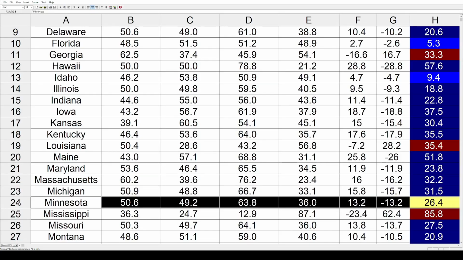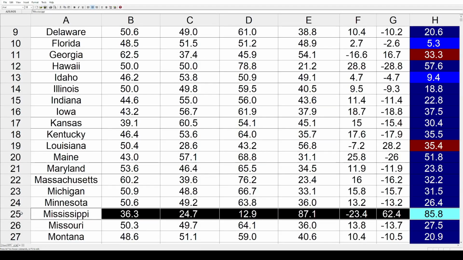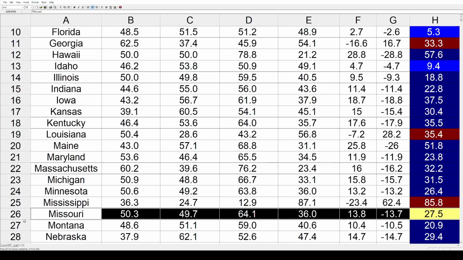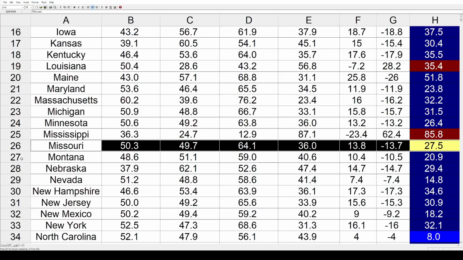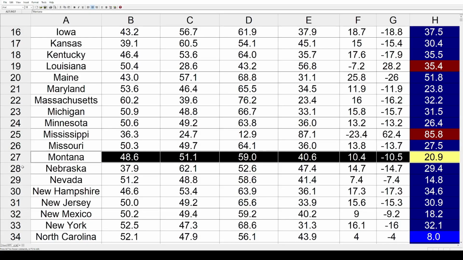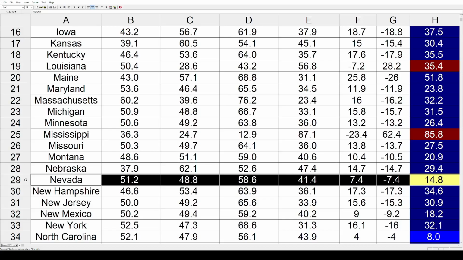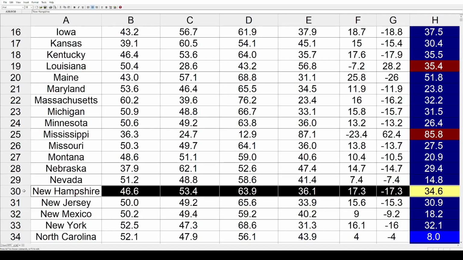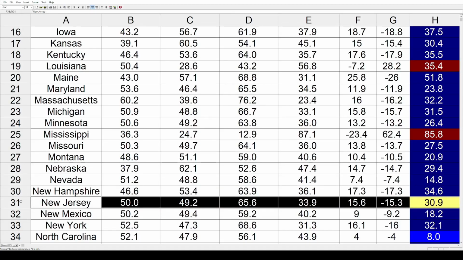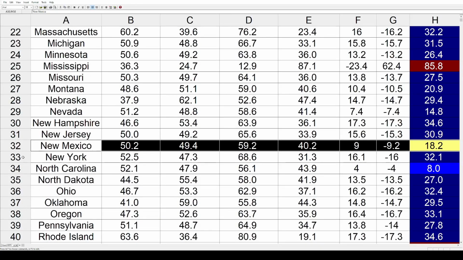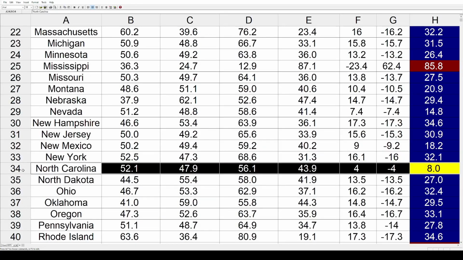Minnesota, 26.4. And take a look at Mississippi, yet again another one of those southern states, but that's one or two of the biggest shifts I've ever seen. Almost seems impossible, but 85.8 away from the Democrats and very hard toward the Republicans. Next in Missouri, more shifts back toward the Democrats by 27.5. Montana, 20.9. Nebraska, 29.4. Nevada, 14.8. New Hampshire, 34.6. New Jersey, 30.9. New Mexico, 18.2. New York, 32.1. North Carolina, single digits there and even 8%.